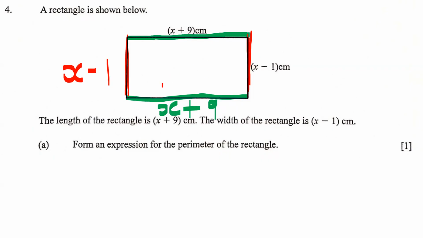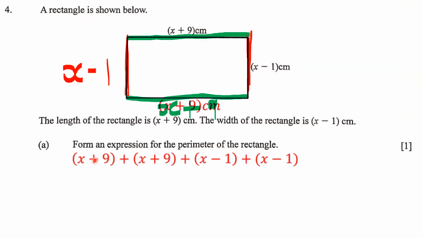So if we're trying to find the perimeter, we have to add up all of the sides. And so let's do that. So we have x plus 9, because x plus 9 from this one, x plus 9 from that one. And then we have x minus 1 from this side, and x minus 1 from that side. Now we just have to combine all of the like terms.